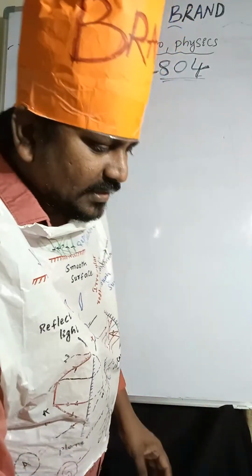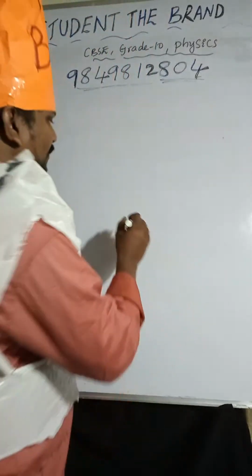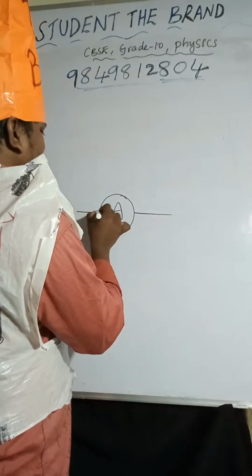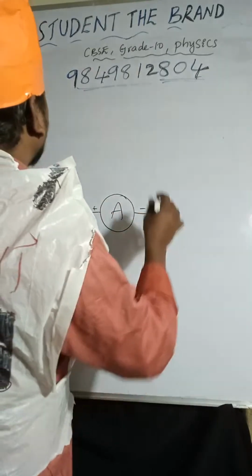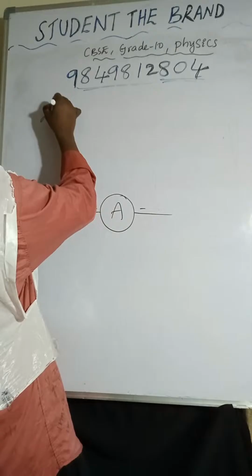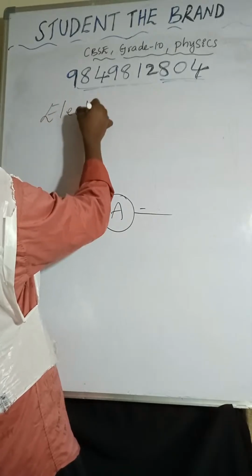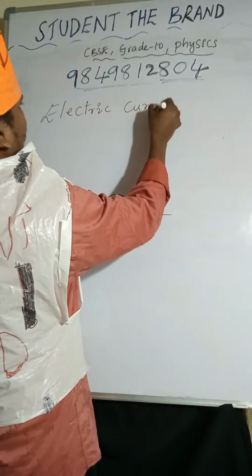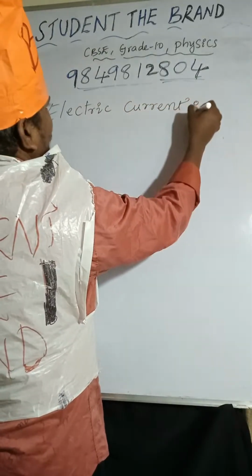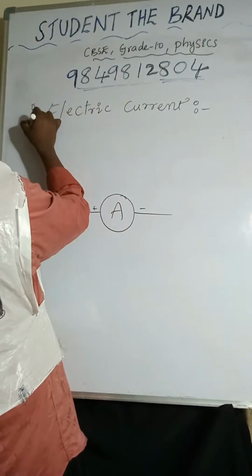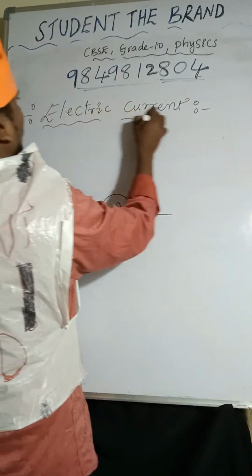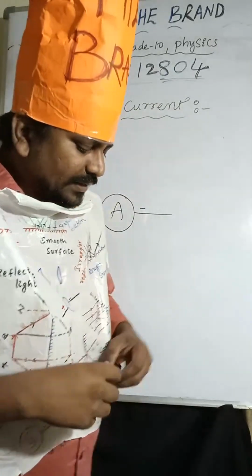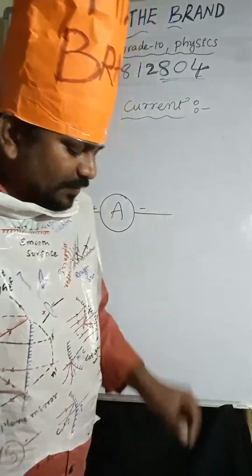Ammeter is a device. So this ammeter, electric current, positive terminal. This is the electric current topic, anyway, CBSE Grade-10 physics.